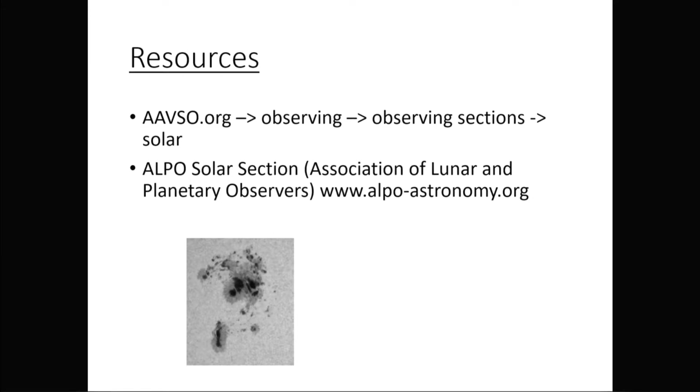And rather than put it in a big long link of where it is, you just go to the AAVSO's website, look under the observing menu, observing sections. And there's a lot of sections from exoplanets to various kinds of observing stars, variable stars, to solar section. There's also the ALPO solar section, and you may be familiar with ALPO, Association of Lunar and Planetary Observers. They have a very good active solar section as well. And there's one other one which I'll mention.